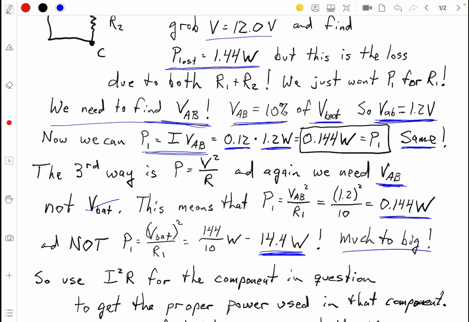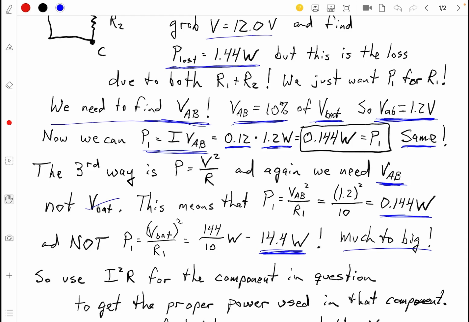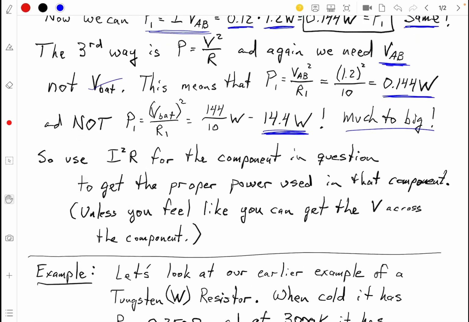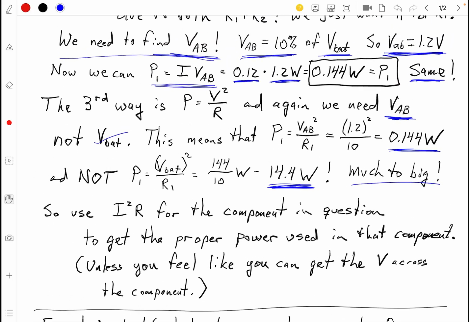All right, so don't make the mistake of using V battery when you really should be using the voltage across the thing. So if you can find the I for the component in question, and you know what the resistance is for the component in question, then you can get the proper power used or dissipated in that component. Okay, power lost.